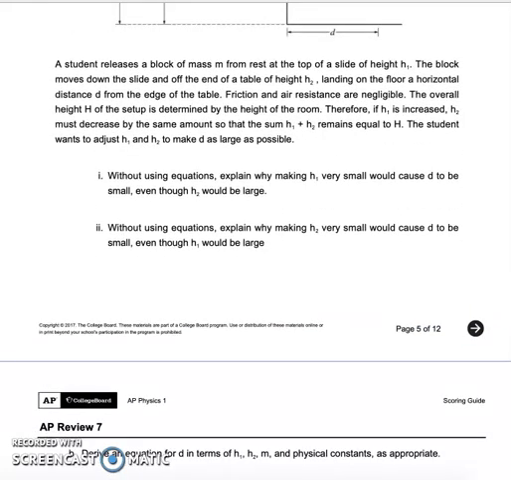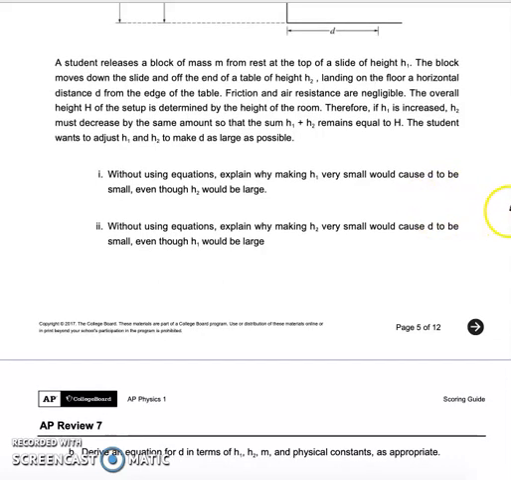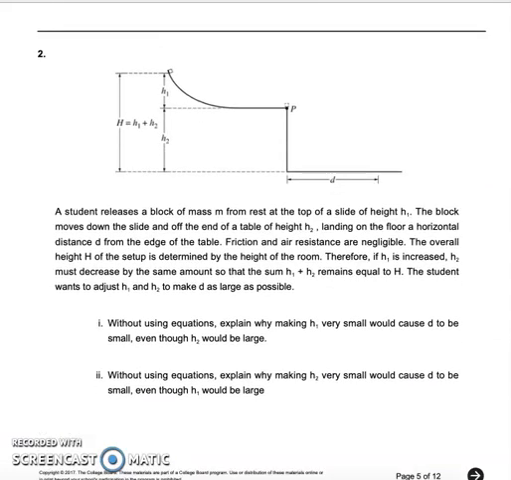The first question asks, without using equations, explain why making H1 very small would make d small even though H2 would be large. So if we have a small H1 but a tall H2, why wouldn't d be large? Essentially what you want to say, and this is just for 2 points, is that a small H1 leads to a small potential energy.